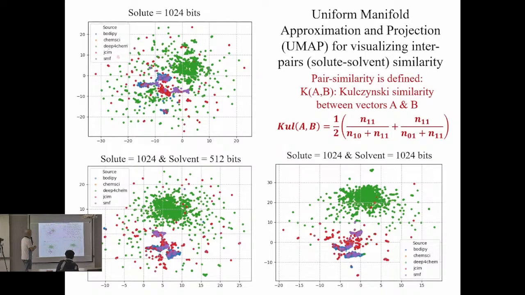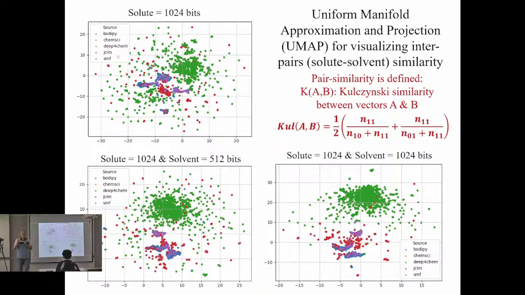This only has a solute fingerprint, no solvent. We just pick the solute fingerprint, and we use 1024 bits to represent the solute. You can see it's okay because it's very dispersed, which means this fingerprint does fairly well at describing the difference between each molecule. So this is a good representation of a good data set.